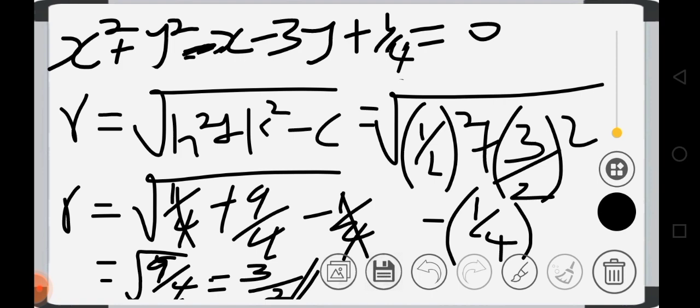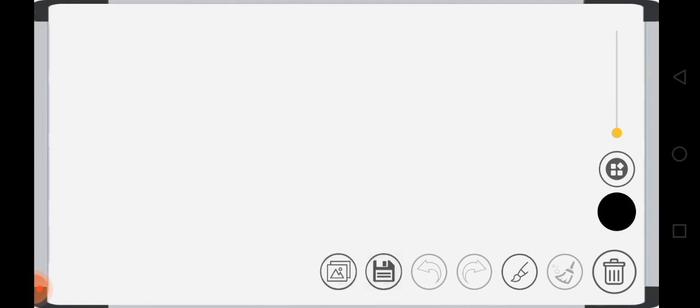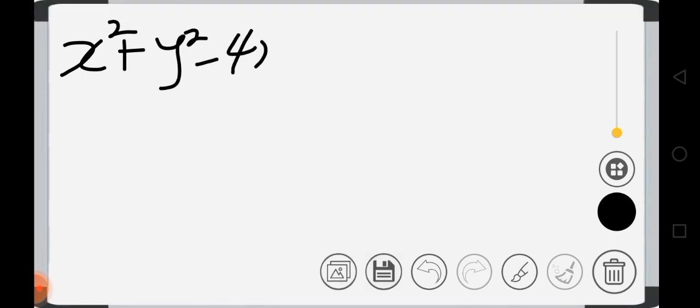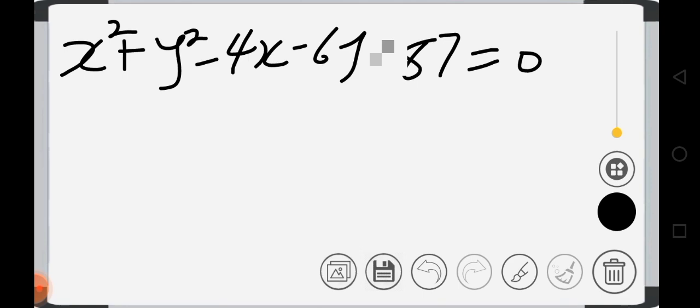So let's look at this. Find the center and radius of this circle. x square plus y square minus 4x minus 6y plus 87 is equal to 0. Let's find the center and radius of this particular circle.